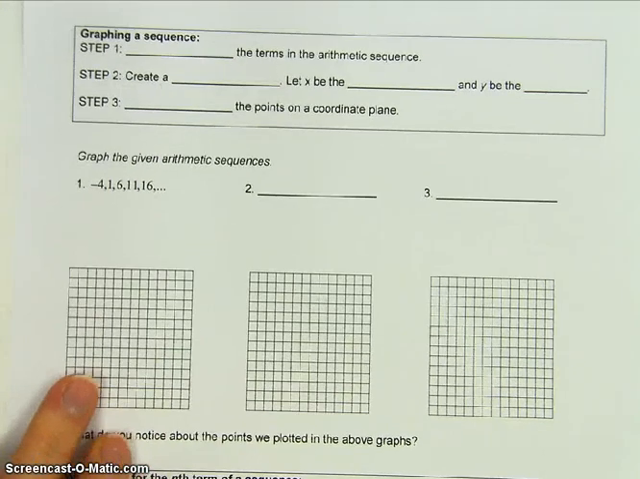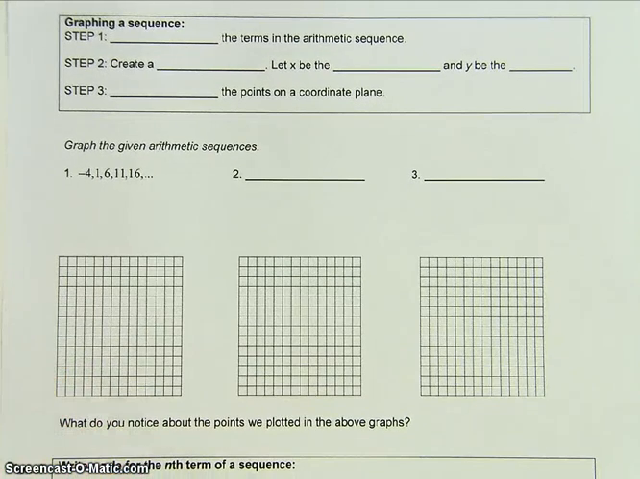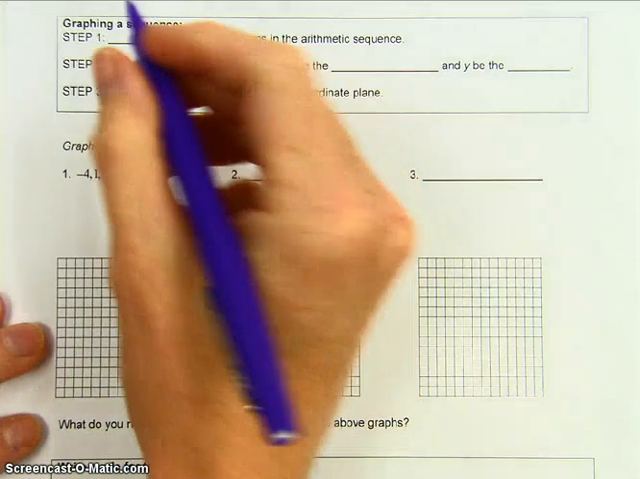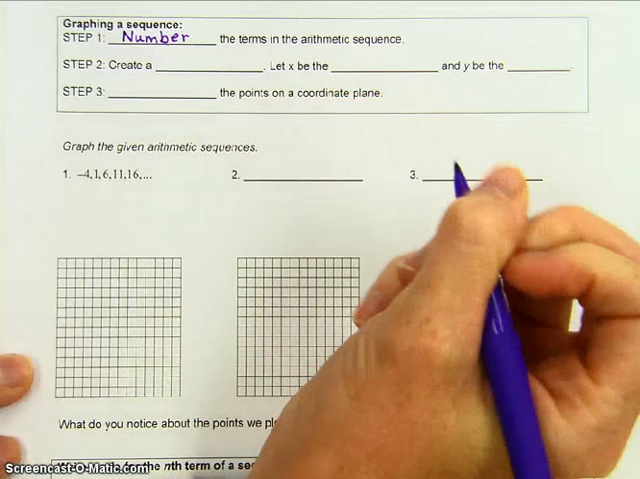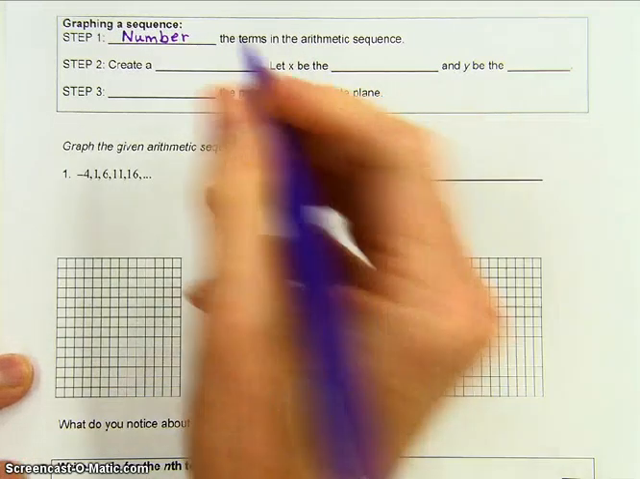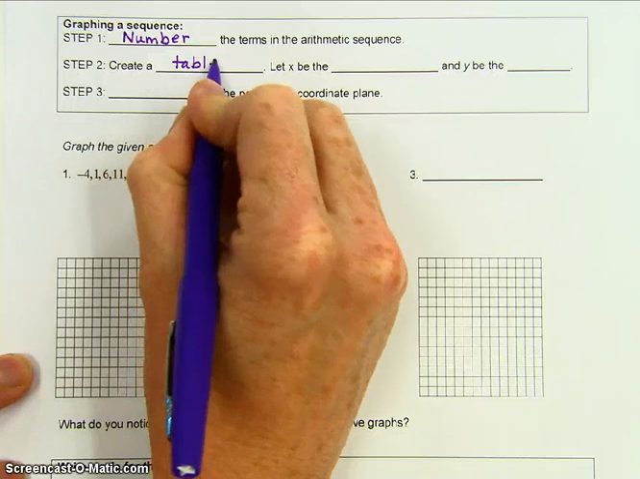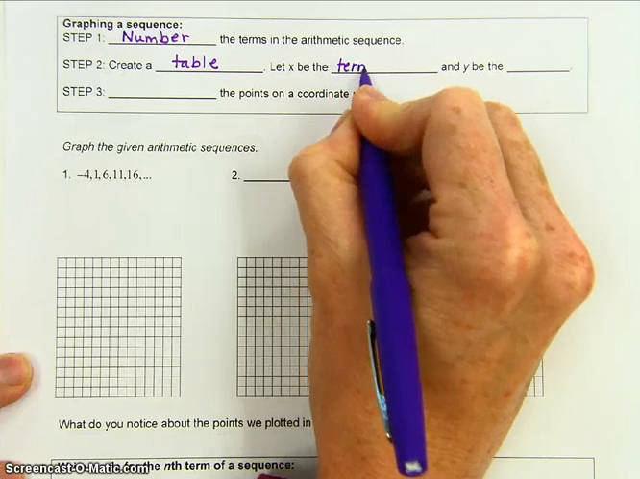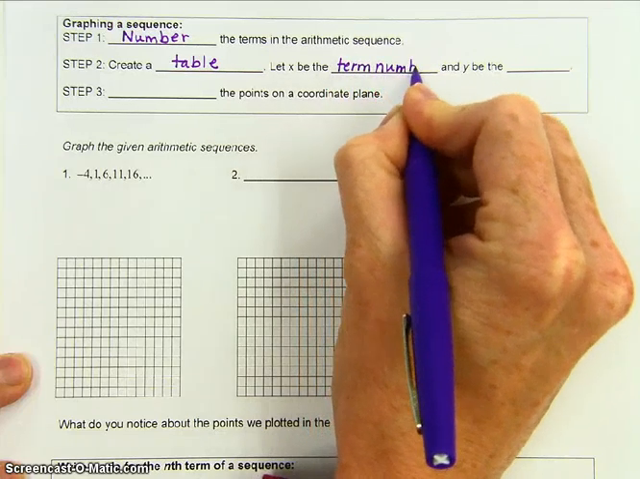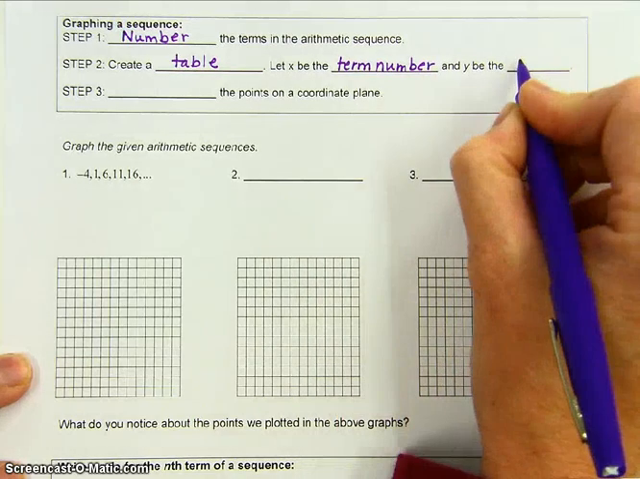Okay, if you'll turn your paper over, we are now going to talk about graphing a sequence. And not just any sequence, we're actually going to only be graphing arithmetic sequences. So we have 3 steps. The first step, we have to number the terms in the arithmetic sequence. It's almost like place value holders. Step 2, we are going to create a table, and we are going to let x be the term number, as in what place they are in, and y, that's going to be the term.